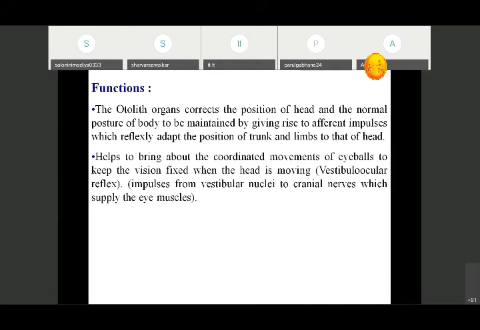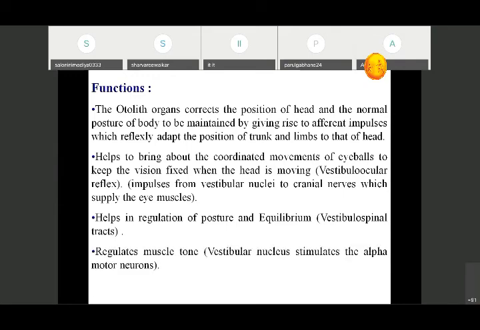It helps in bringing about the coordinated movement of the eyeball to keep the vision fixed whenever the head is moving. That is, through the vestibulo-ocular reflex, the impulses will be going to the extraocular muscles of the eye and will help in fixation of the vision whenever we are in linear acceleration. Then it helps in regulation of the posture and equilibrium through the vestibulospinal tract. It helps in regulating the muscle tone, that is, the vestibular nucleus mainly stimulates the alpha motor neuron.